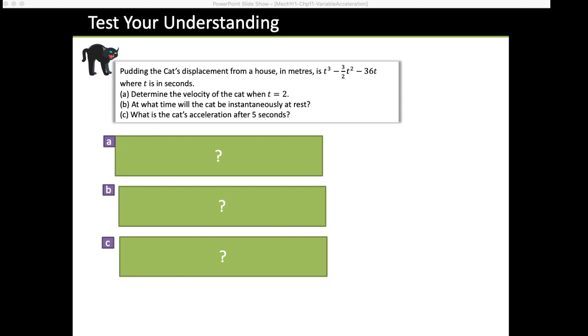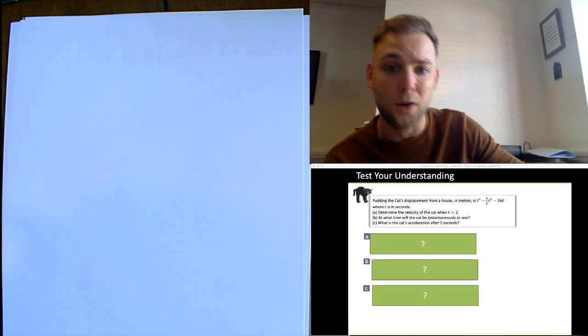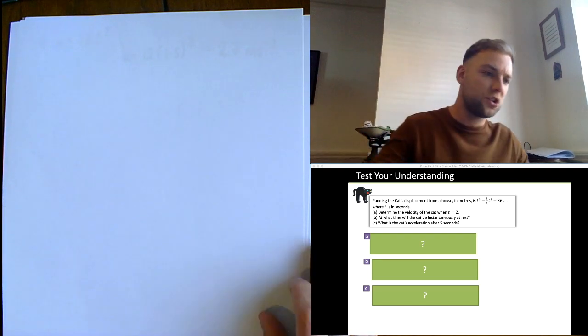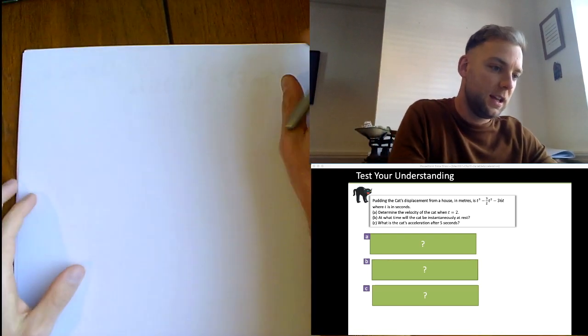Okay, let's read it out. The cat's displacement from the house is t cubed minus 3 over 2 t squared minus 36t, where t is in seconds. Determine the velocity of the cat when t is equal to 2, the time at which the cat will be instantaneously at rest, and what's the cat's acceleration after 5 seconds. This is nearly a carbon copy of the one we've just done, so it shouldn't be too tricky.